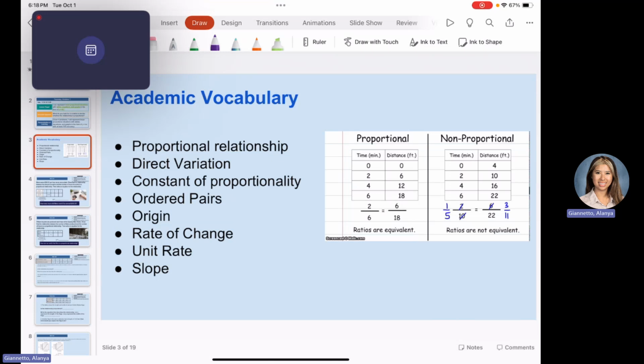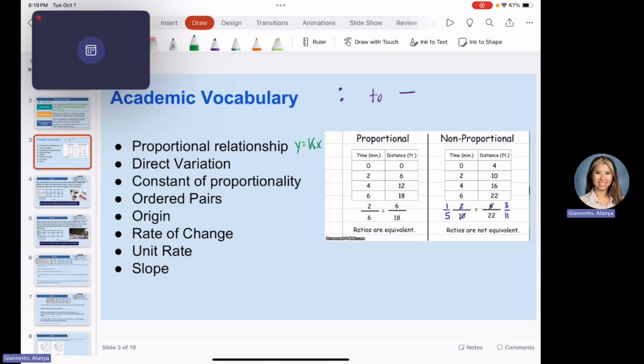So our academic vocabulary, our first word is proportional relationship. That is a relationship between two variables where their ratios are equivalent. Remember, ratios are comparison of two things. Ratios can be written with a colon, the word "to", or a fraction. In math, we mostly use the fraction, or that's what we have been doing. One variable is always a constant value times the other. So the equation for proportional relationships is y equals kx.